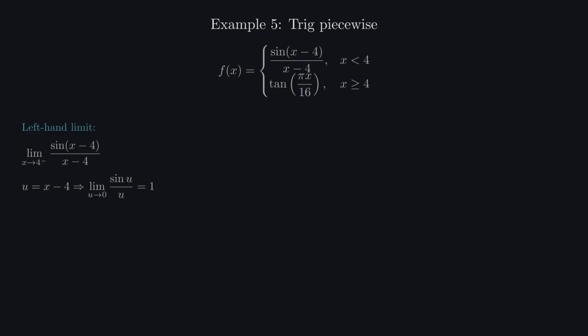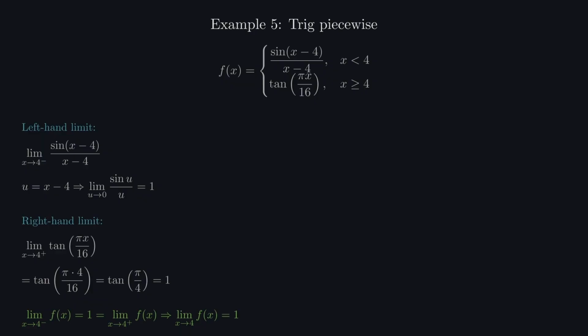rule equals exactly 1. Right-hand limit: we substitute x equals 4 directly into tangent of pi over 16 times x. This gives tangent of 4 pi over 16, which simplifies to tangent of pi over 4. And the tangent of pi over 4 is exactly 1. Left-hand limit 1, right-hand limit 1. They match perfectly. The limit of f of x as x approaches 4 exists and its value is 1.